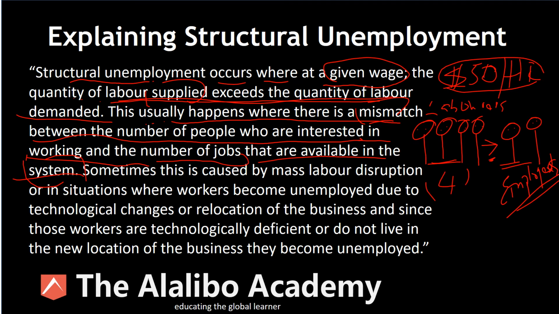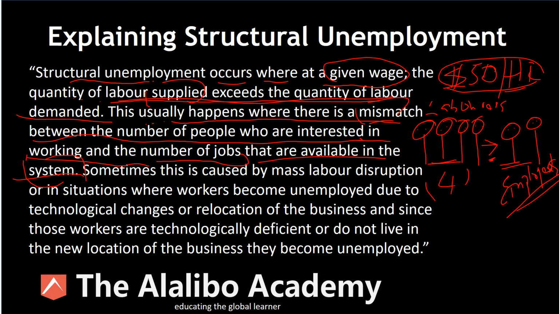Again, we have 2 employers looking to hire 1 person each. And we have in the system right now 4 people looking for work at $50 an hour. And there's clearly not enough work for them. 2 people will have to be hired and 2 people will have to remain unemployed. That's 50% right there. That's structural unemployment. And so this happens when there's a mismatch between the labor that is supplied, labor that is available, and the labor that is demanded.